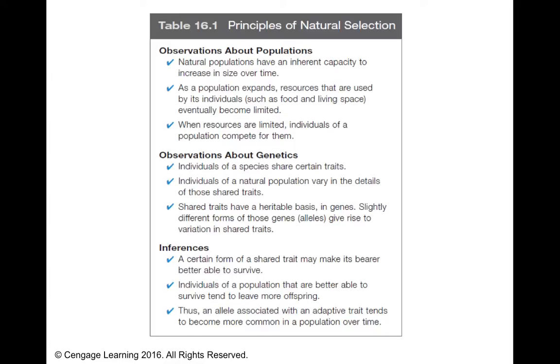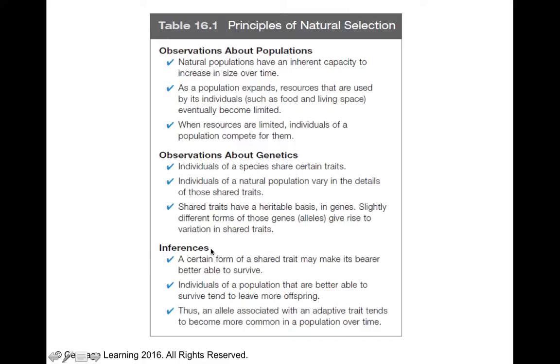These shared traits have a heritable basis in genes. These guys did not. That's not from Darwin or Wallace. No, that's from your biotechs. That's modern evolution, okay? Slightly different forms of those genes, alleles, give rise to variation in shared traits. Cool? You can be a brown-haired guy carrying a blonde-haired allele, to simplify it. It could be blood type or whatever, but you have a variety in your kiddos. Your kiddos will have a variety.